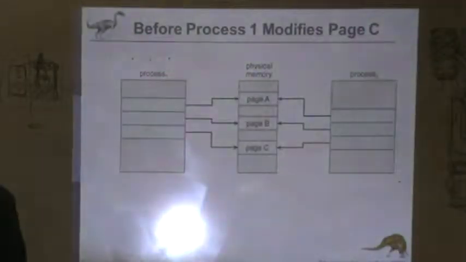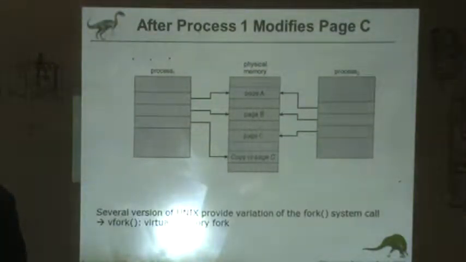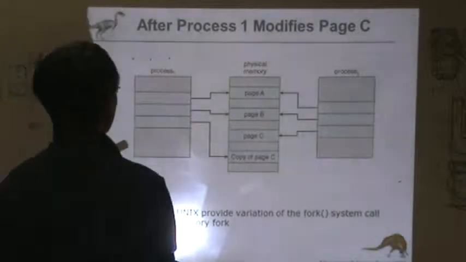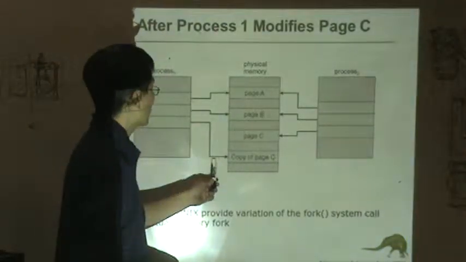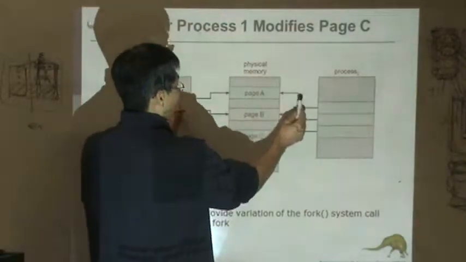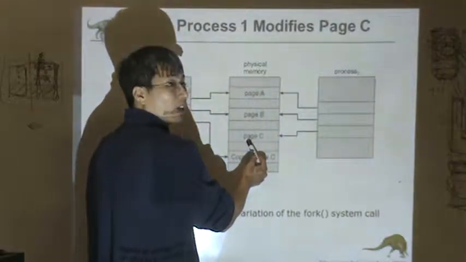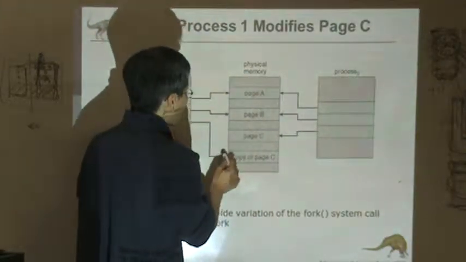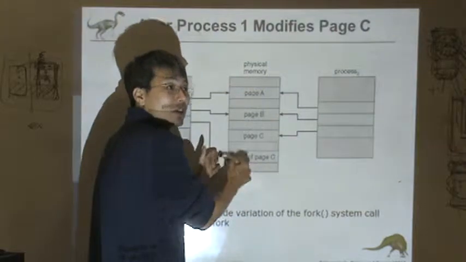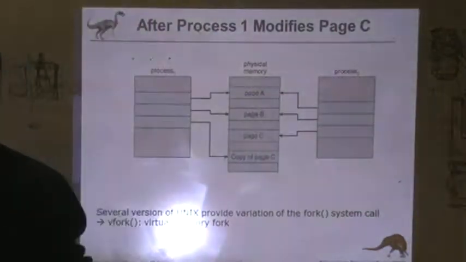So for example, in this case, if process 1 writes something, because they share many of the pages, then when it writes, it physically writes to its own pages. So that is copy on write, okay?